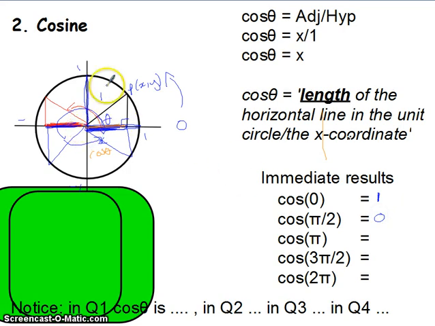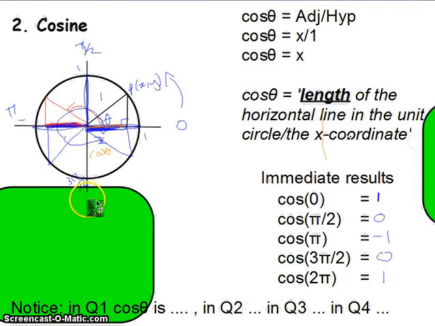Cos pi, if we come all the way around, so remember that was pi over 2, pi, 3 pi over 2 at the bottom there. So as we come around, here the base of the triangle is going to be minus 1. Cos 3 pi over 2 is going to be 0 again, and as we come back round here, we're back to where we started, so that's going to be 1.